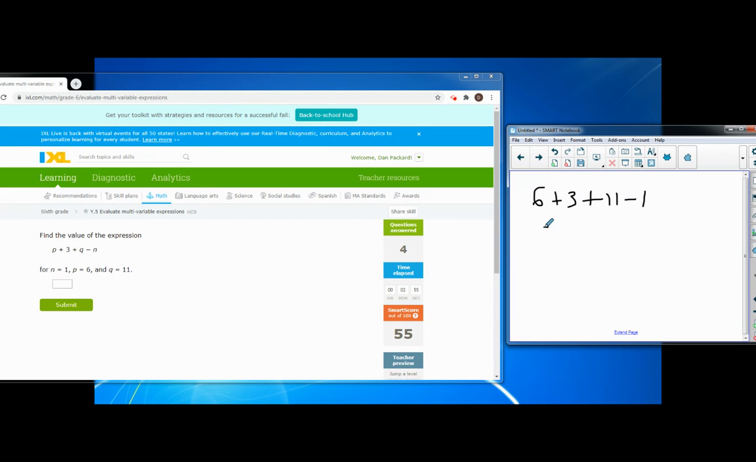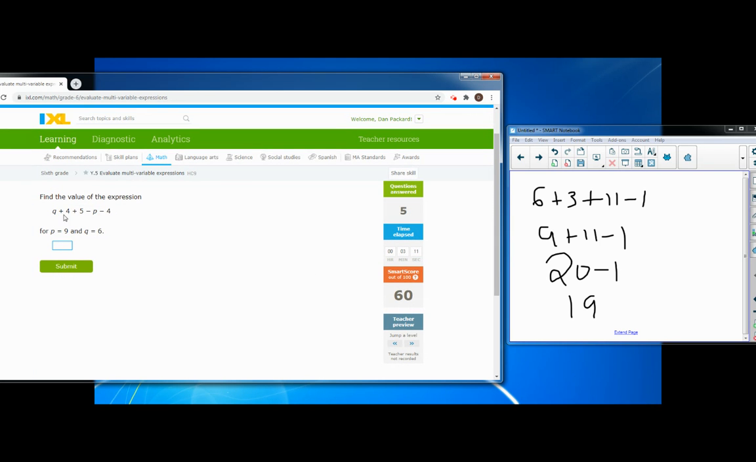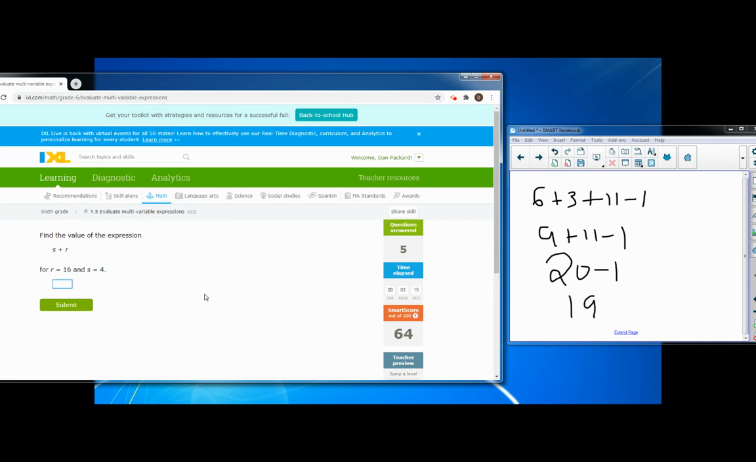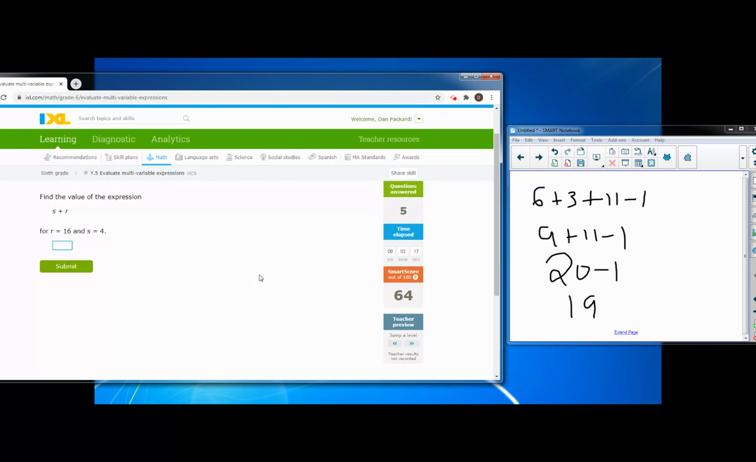Okay, so we're going to have 9 plus 11 minus 1. We're going to have 20 minus 1, which is 19. Okay. Same idea. And this is back to regular adding.